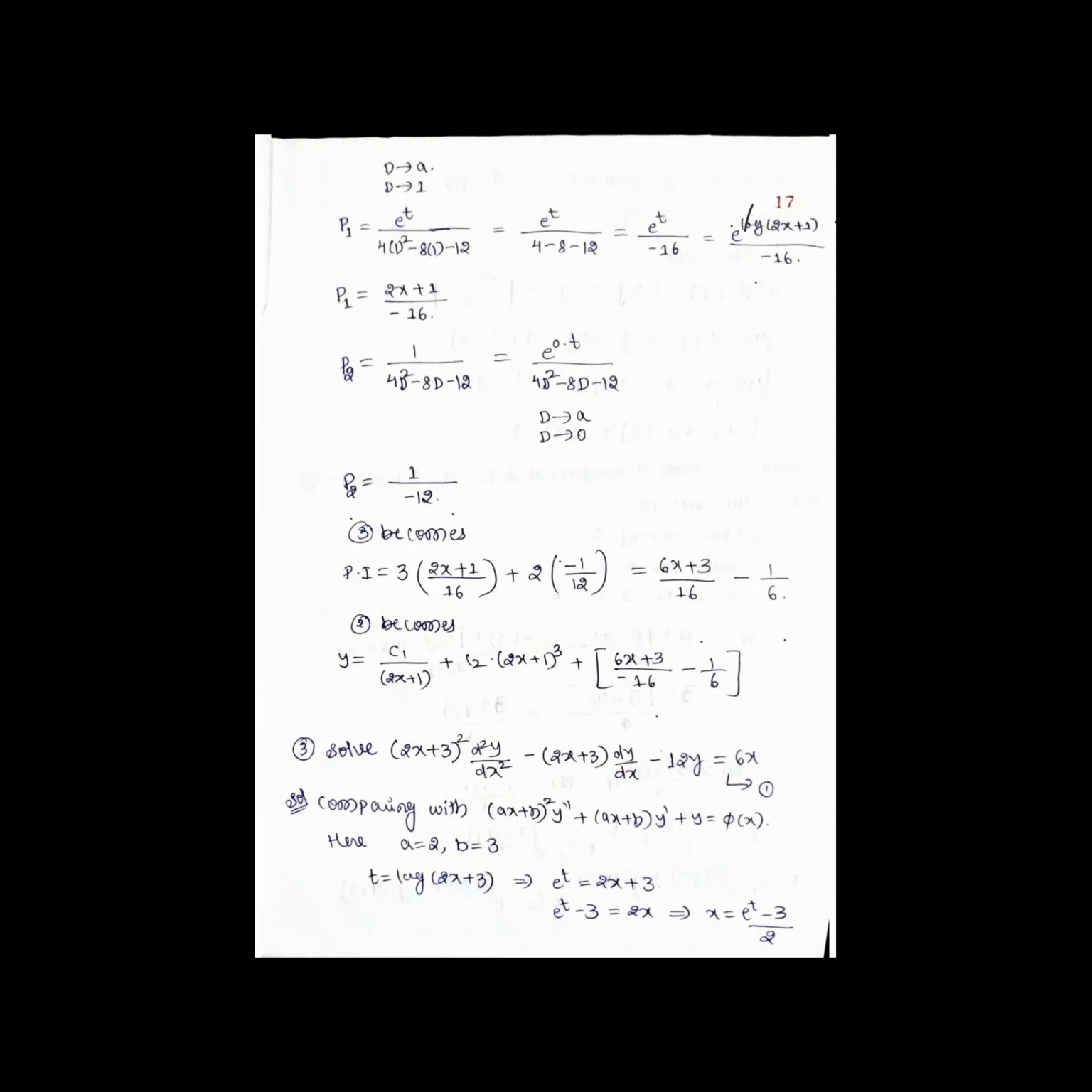So this is what your particular integral is. Write the complementary function and particular integral together. So this is the complementary function. This is the particular integral with the plus sign. I'm writing both. So therefore it is the final solution, that is the general solution. So any doubts? Any doubts?